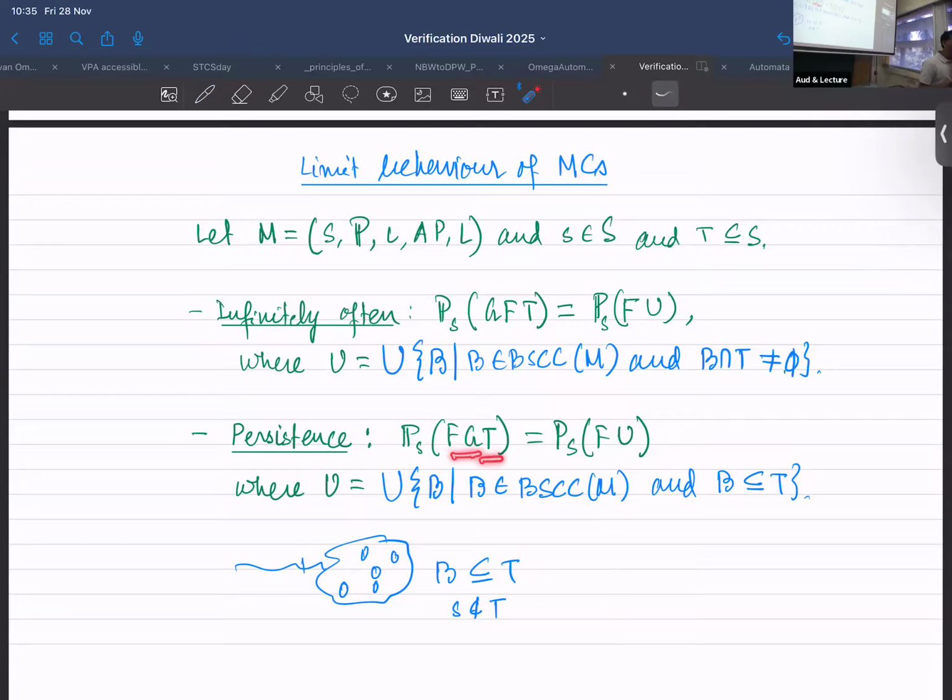if infinitely often globally T, always T. Because you are going to see that infinitely often. It's not always the case that you will be in T. So all the states in that BSCC have to be inside T. So that's the thing. Okay, good.